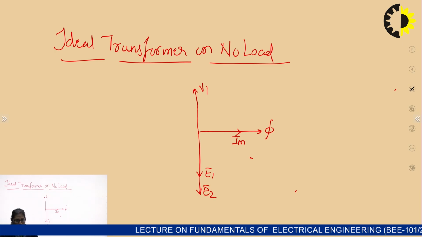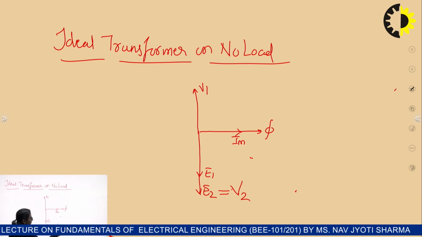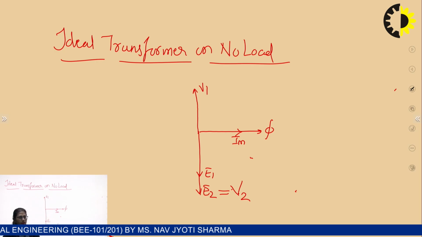If it is a step down transformer, obviously this E2 would be smaller in magnitude compared to E1. And what about V2? It is not a supply voltage, it is just the terminal voltage, which will be equal to the secondary induced EMF. As there is no voltage drop in between, no winding resistance and no leakage reactance, we have E2 equals V2. So this is the phasor diagram for an ideal transformer on no load condition.